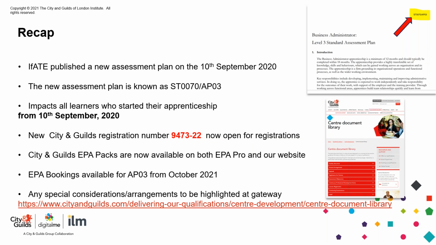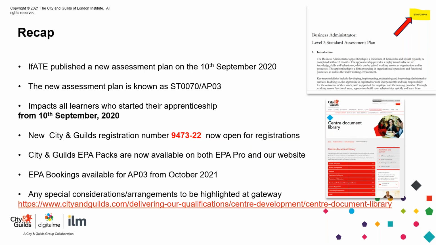The reason for this is that any learner who started from the 10th of September 2020 needs to be on programme for 366 days as a minimum. We generally find it's slightly longer by the time you've gone through Gateway. So we'll be looking to go through endpoint assessment for any learners starting on or after the 10th of September from October this year. We also want to highlight that if any apprentice has any special considerations to take into account, these must be identified at Gateway so that we can prepare and make our independent endpoint assessors aware of any special considerations or arrangements that might be needed.